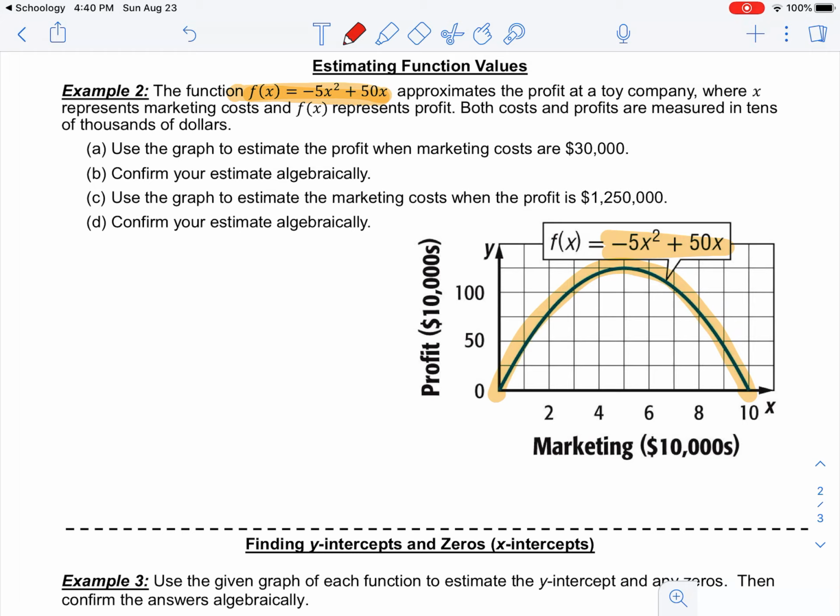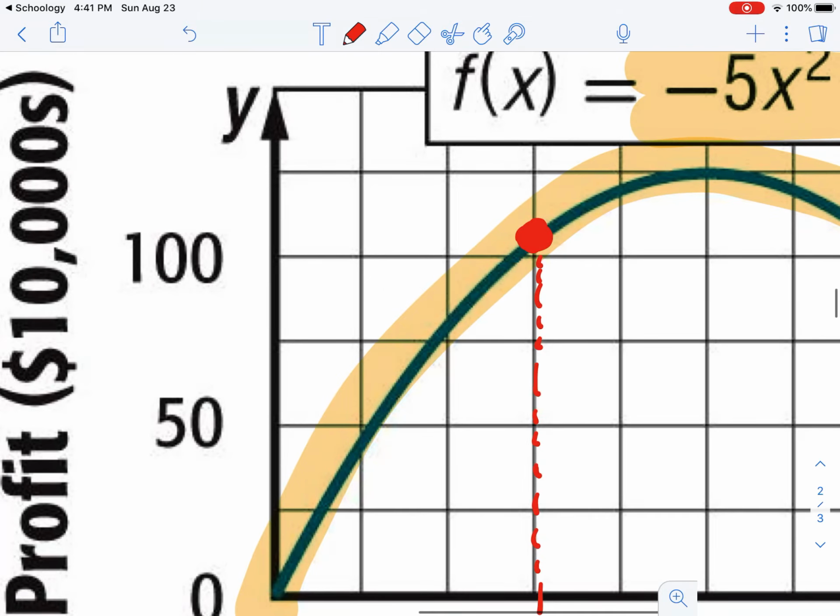$30,000. Okay, so I'm going to put A right here so we can see it. So we're going to use the graph to estimate the profit. So we're estimating profit when marketing costs are $30,000. Remember, it says in tens of thousands. So tens of thousands, I can cross off 4 zeros. So I'm looking for when this is a 3. So I look, here's where it's a 3. I'm going to go up to the graph. Right there is what I'm estimating.